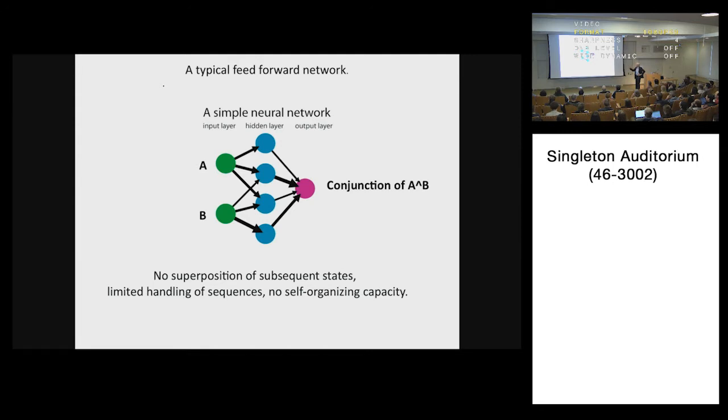There are no memory functions in such networks, so it is difficult to superimpose subsequent states, which makes it difficult for these networks to handle sequences. Also, these networks have no self-organizing capacity. They are essentially linear feed-forward structures.